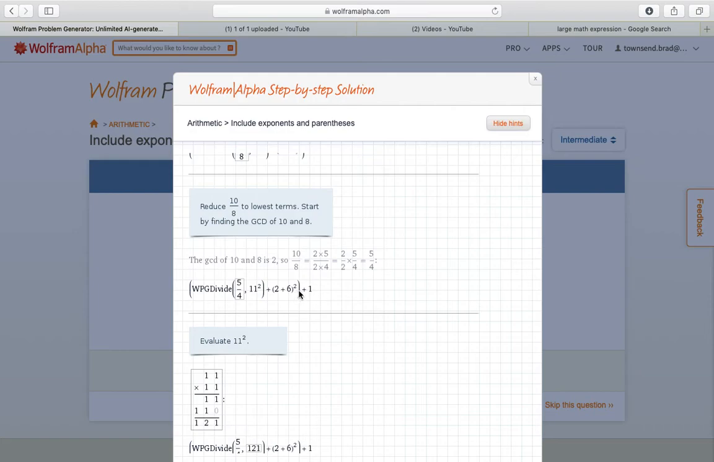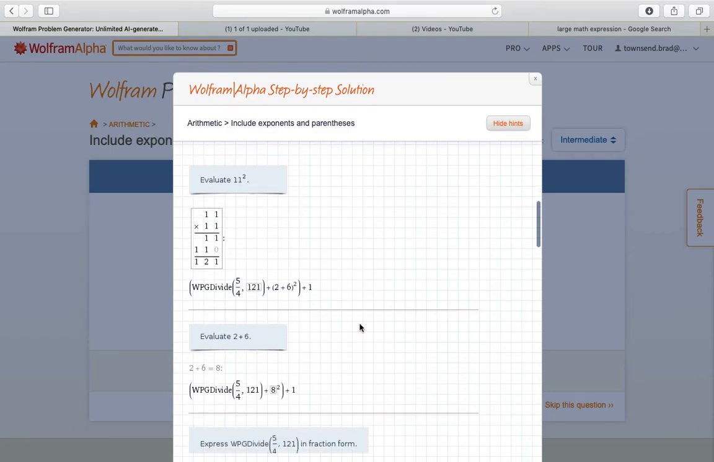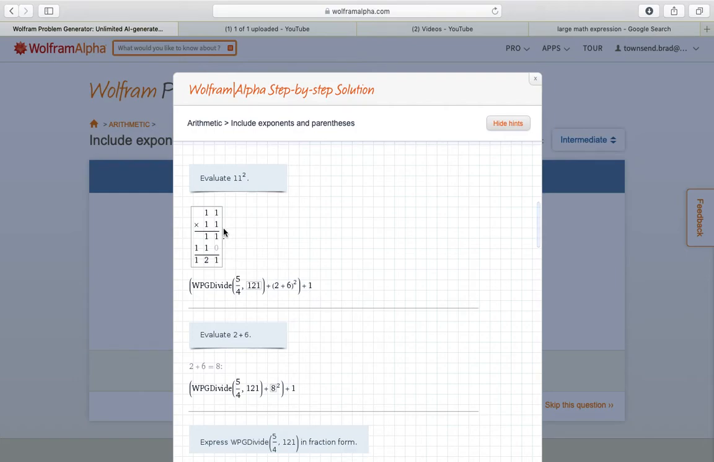Usually your teachers and professors are going to say squared if this is a 2, and they're going to say cubed if it's a 3. And then after that they'll say 2 plus 6 in parentheses to the 4th, 5th, 6th, 7th, 8th, 9th, 18th power. You get real big powers when you get into astronomy. And then plus 1. Then it says evaluate 11 squared, so they're just showing you how you would multiply 11.